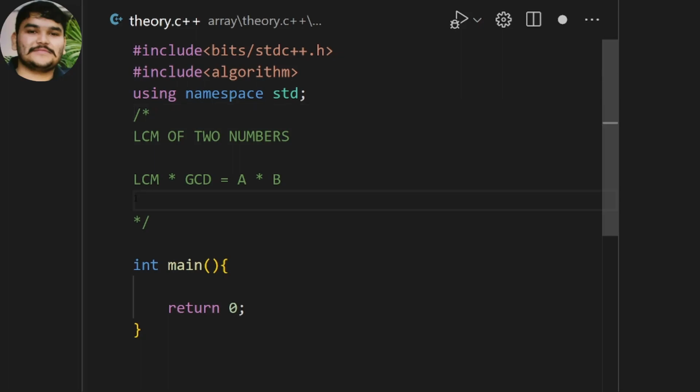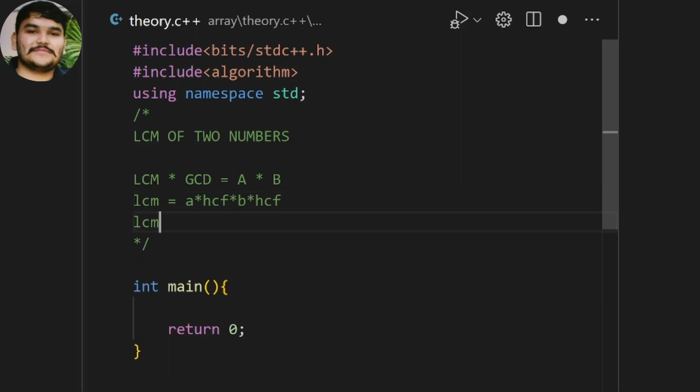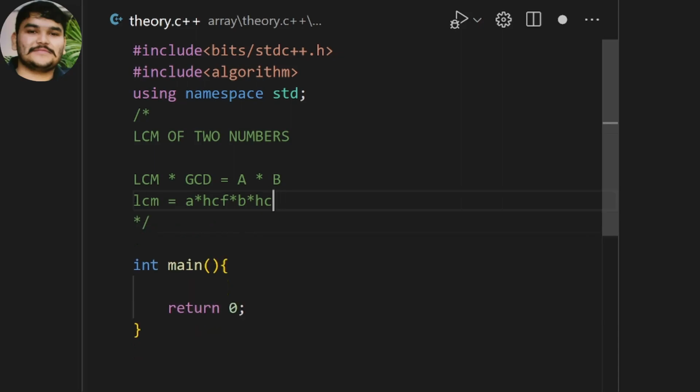So if we look, LCM is nothing but A into HCF into B into HCF. That means the LCM, if we consider 9 and 6, or 7 and 3, then 21. Then here, what is the HCF? 7 into 3 into 7. This is a separate number, this is a separate number. So 7 into 3 is 21, and 7 is a different number. So LCM is the product of the divisors coming together to form the number, that is our LCM.